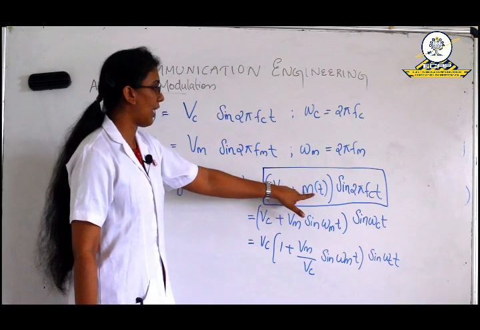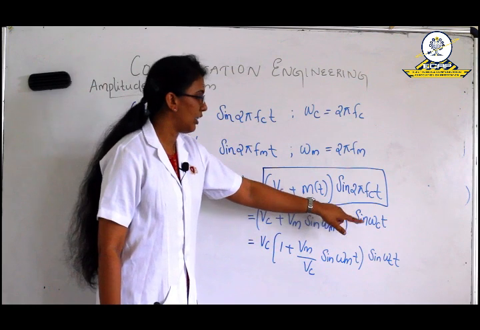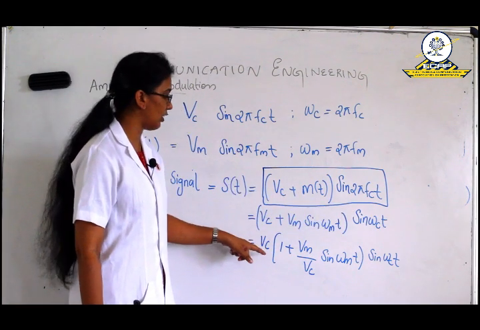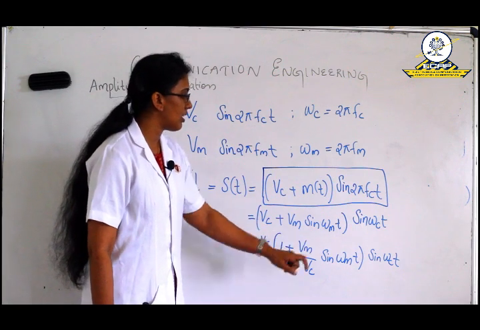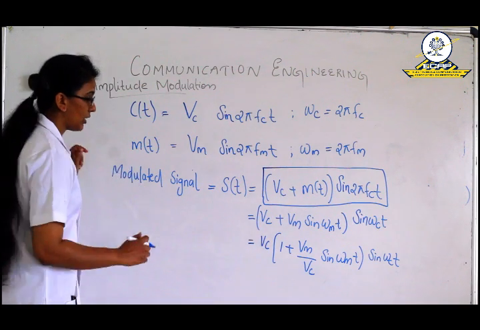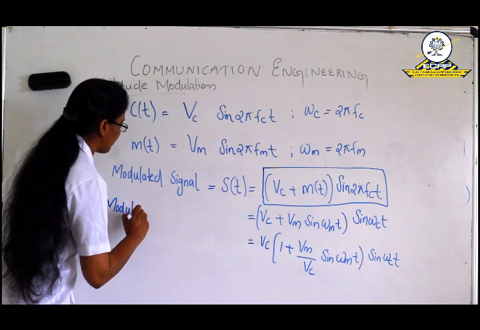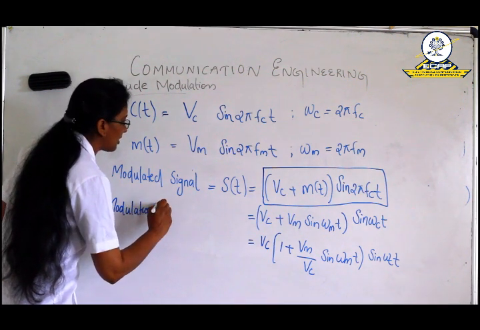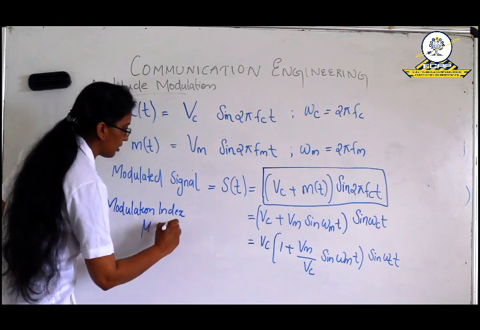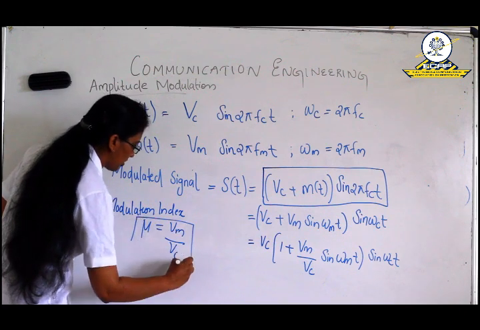Then by substituting the value of m of t, we get Vc plus Vm sin omega mt into sin omega ct. By taking the Vc outside, we get Vc into 1 plus Vm by Vc sin omega mt into sin omega ct. Here we get a very important term. We get the modulation index. Modulation index, that is mu, is equal to Vm by Vc. It is a very important term related to amplitude modulation.